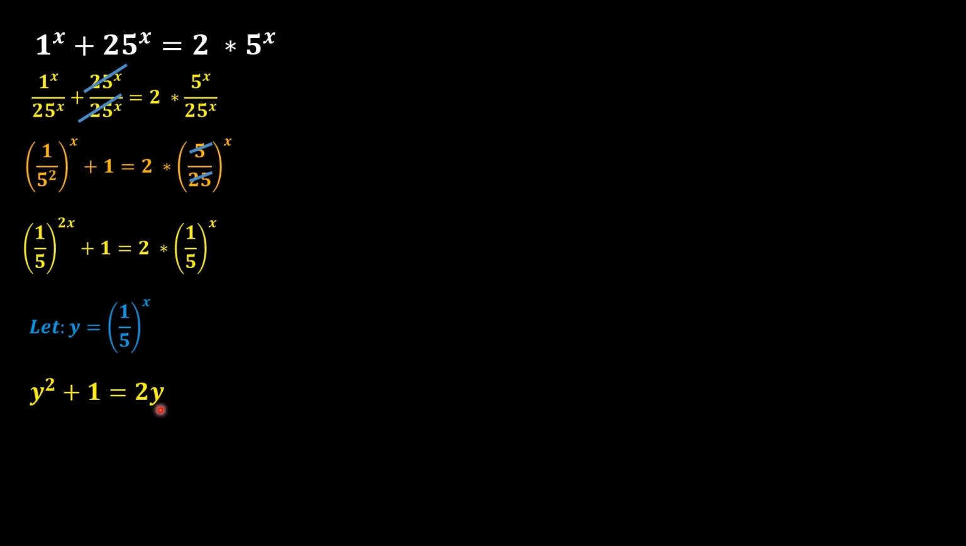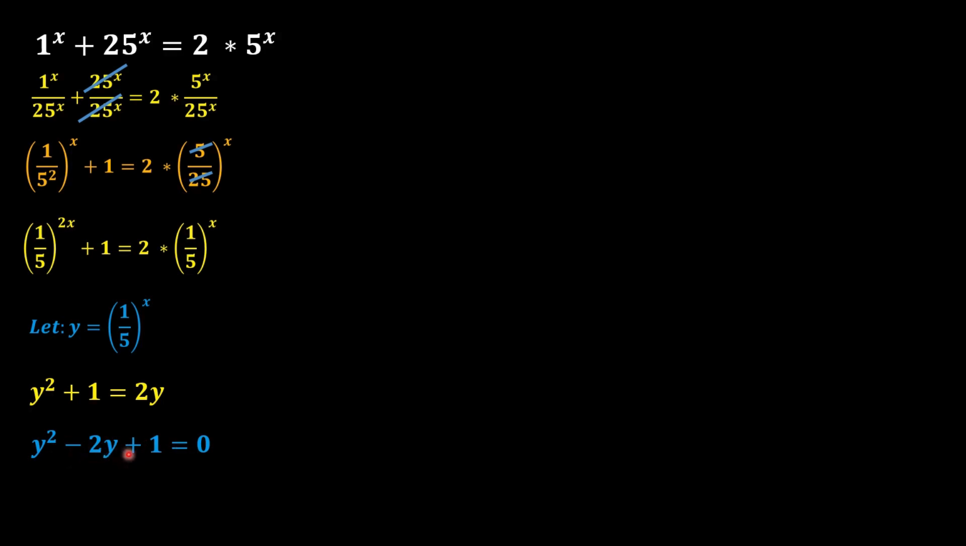Now you can see that this is a quadratic equation and we can solve it easily by using the simple method of quadratic equations. But for the purpose of solving this equation, first we should rearrange it as y squared minus 2y plus 1 equal to 0, because this 2y will move from one side of the equation to the other side and convert into minus 2y. Now you can see that this is a standardized quadratic equation, so it can be factorized easily.